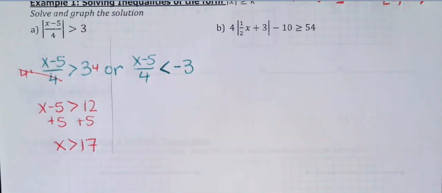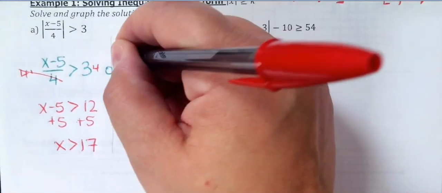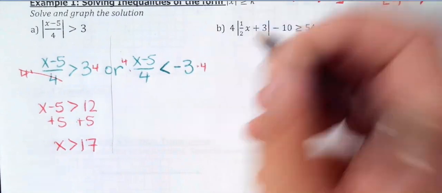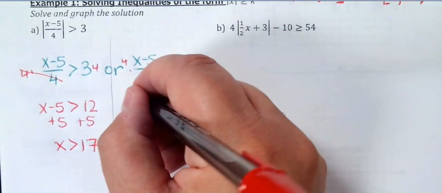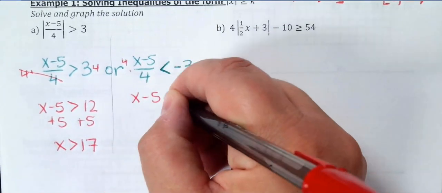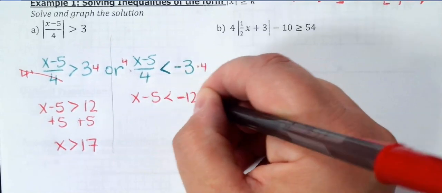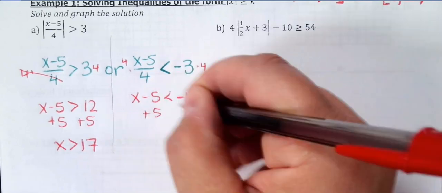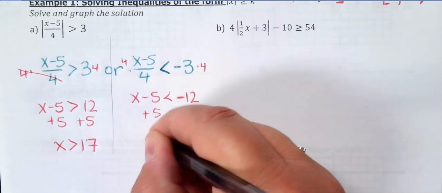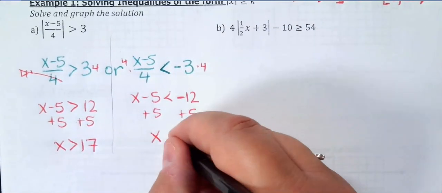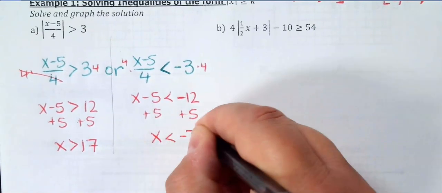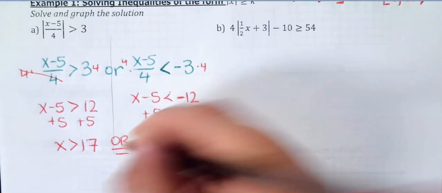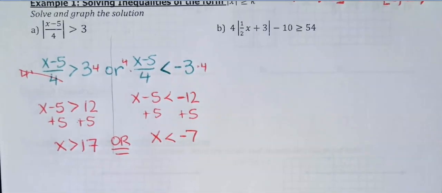And I would do the same thing. The algebra usually looks really similar, but you're going to get probably different numbers unless it's a weird situation. So I'm going to multiply by 4 again. This time when I do it on the other side, I'm going to get negative 12. And I'm going to do the same thing I did on the last one. I'm going to add 5, but I'm going to get a totally different answer. Any x value is going to be less than negative 7. And then just remember, this is an or statement, so these two things should point away from each other.